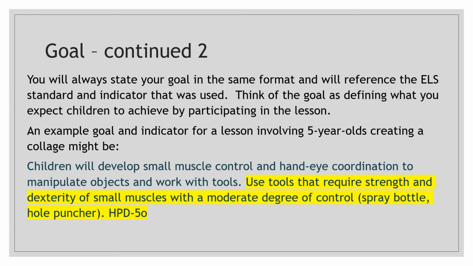Here's an example. Children will develop small muscle control and eye-hand coordination to manipulate objects and work with tools. And here's an example from the early learning standard that matches with that goal. Use tools that require strength and dexterity of small muscles with moderate degree of control.